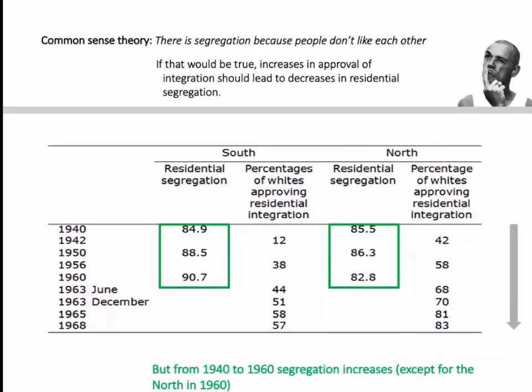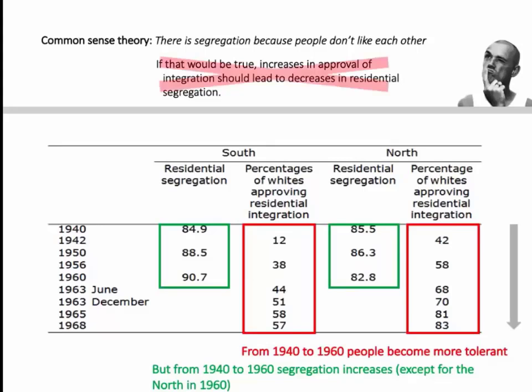Okay, but now let's look at residential segregation over time. From 1940 to the 1960s, segregation actually increases in the South, while in the North it goes up a little bit and then it goes down, but you don't really see a clear trend that segregation goes down. So on the one side, we have the approval of integration going up, but we don't have the hypothesized decline in residential segregation that our explanation would suggest. So in a way, we can debunk that here too.